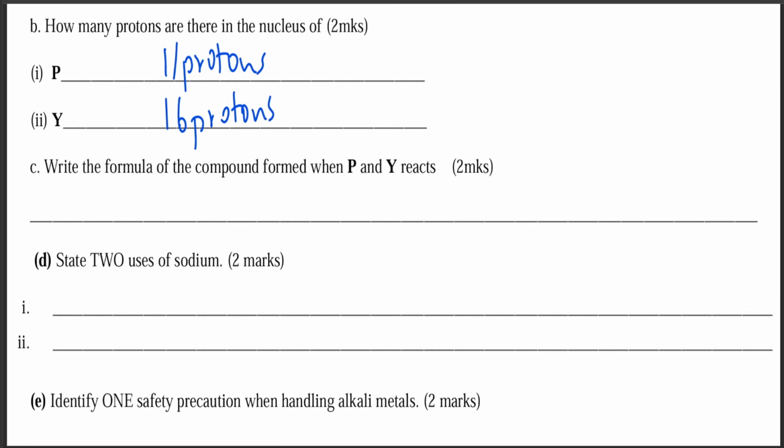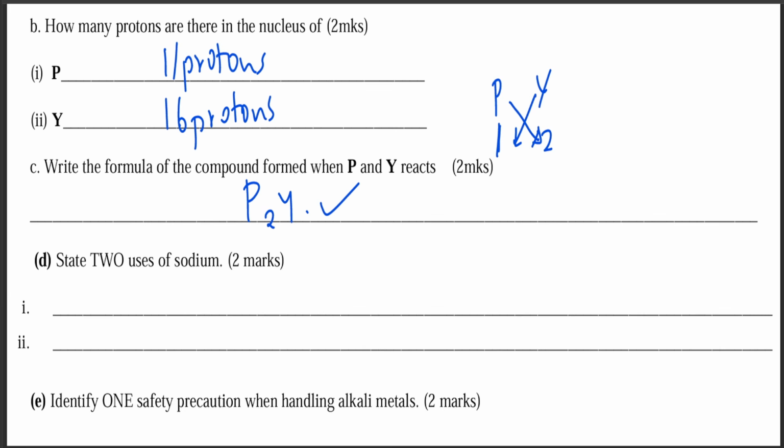Write the formula of the compound formed when P and Y react. We said P is P plus, so P has a valence of 1. Y is 2 minus, its valence is 2. So it will form P2Y1. So the answer is P2Y. That is 2 marks, but you must show how you obtained it.